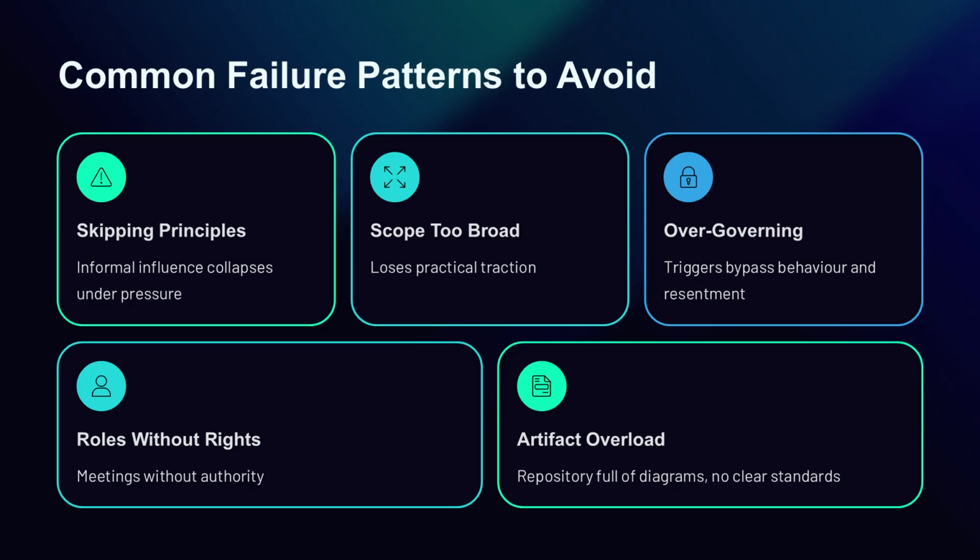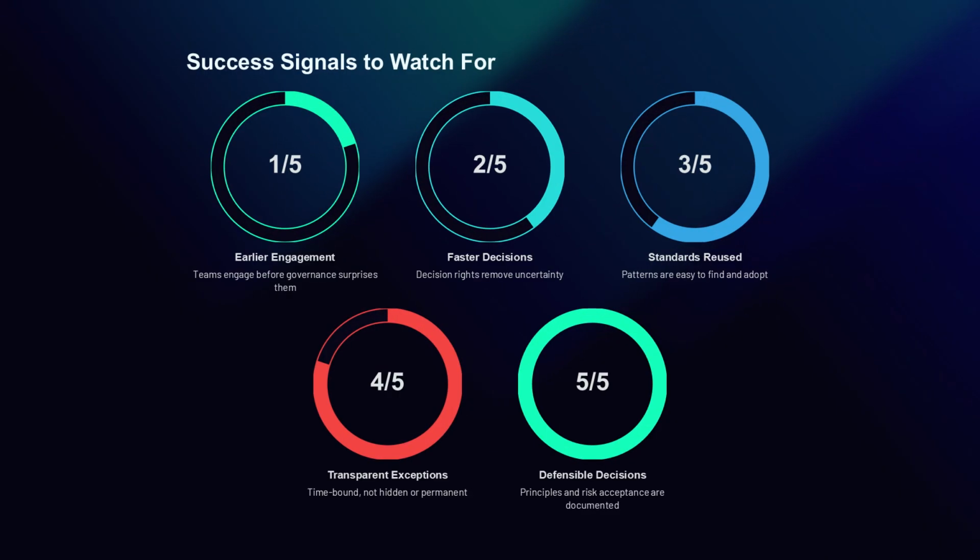You avoid these failures by staying outcome driven. You set only the principles and guardrails that change behavior. You design governance that is risk based and fast, and you establish decision rights that remove uncertainty. With failure patterns understood, you need success signals that prove the preliminary phase delivered value. You know it worked when teams engage earlier because governance is predictable and helpful.